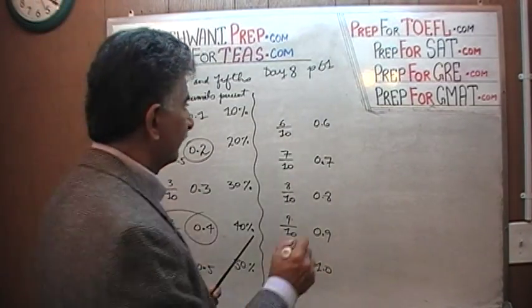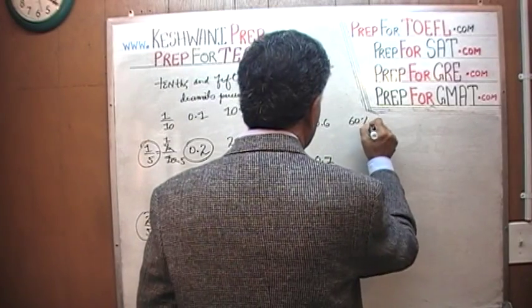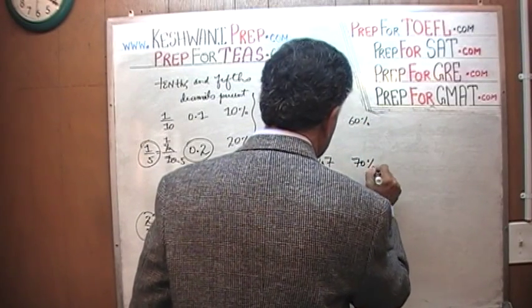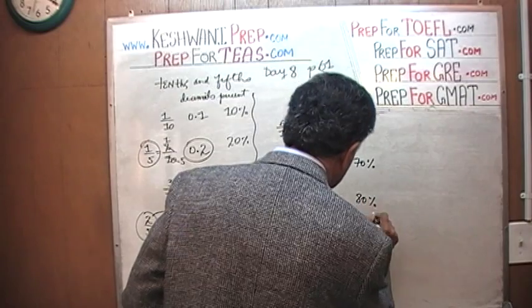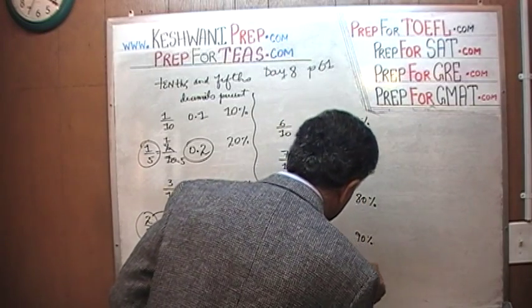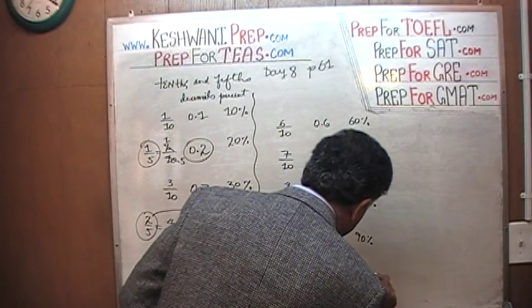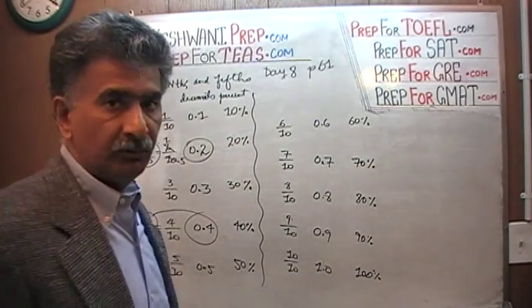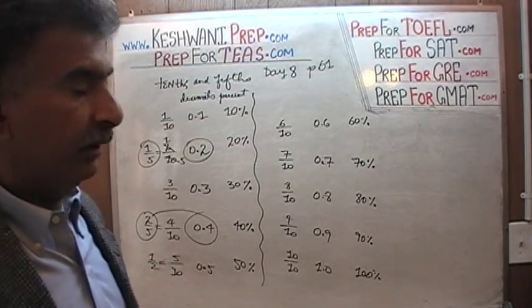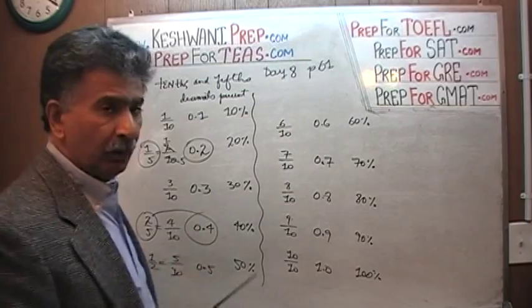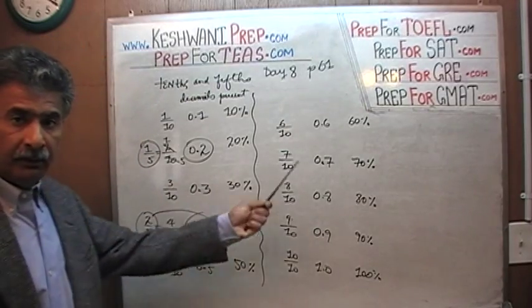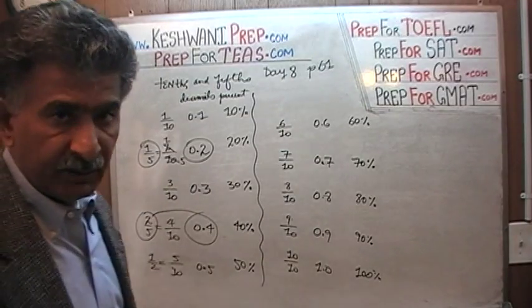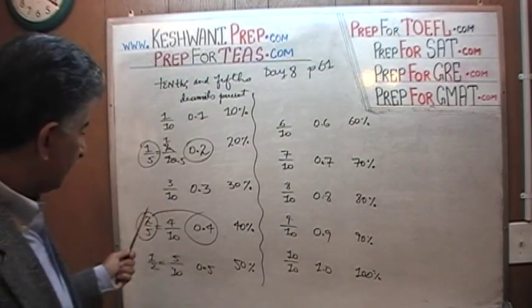What does it equal in terms of percentages? Well, 0.6 is just 60%, 70%, 80%, 90%, and 100%. I know this is very basic, but you have to know this by heart. You can't depend on the calculator in the exam, obviously, as you know. The reason we are doing all this is not to learn our tenths. Everybody knows the tenths. It's the fifths that we want to learn.